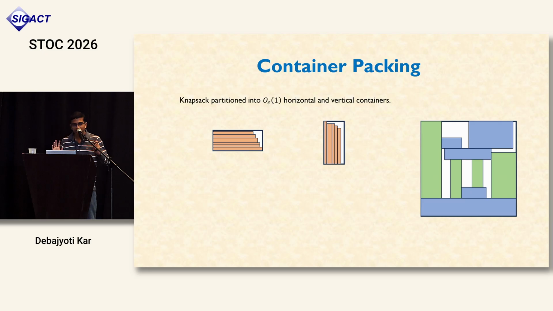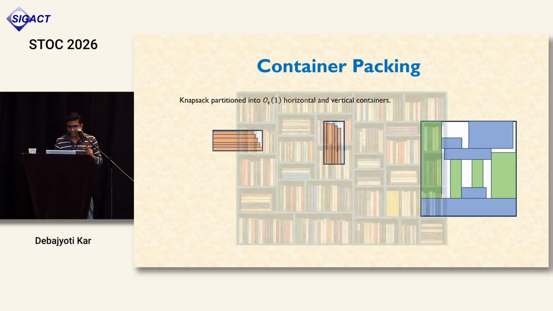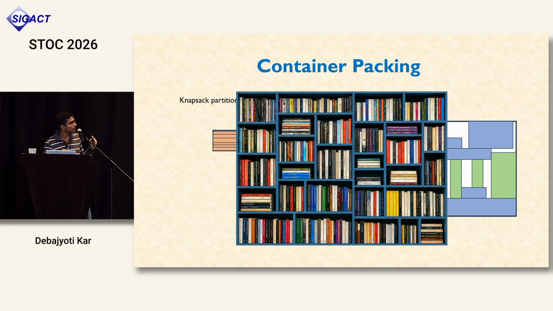And the most natural way to think of these packings is to think of a bookshelf that is partitioned into compartments, where inside each compartment, the books are either stacked one beside the other or one above the other. So this is what represents container packings. So once we have fixed the structured packings we want to look at, the next question to ask ourselves is, can we actually compute the best container packing?